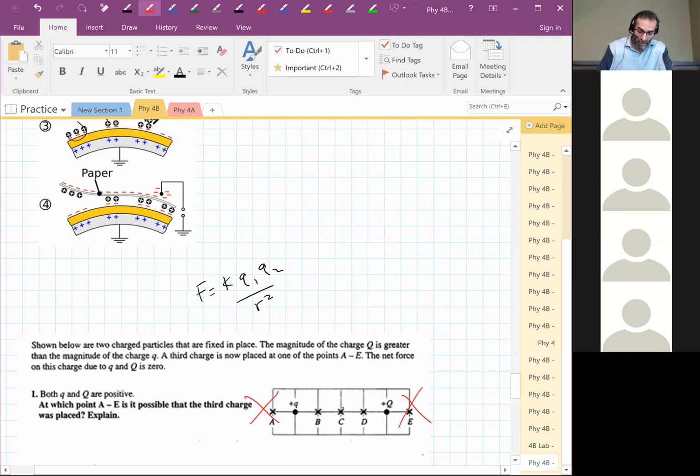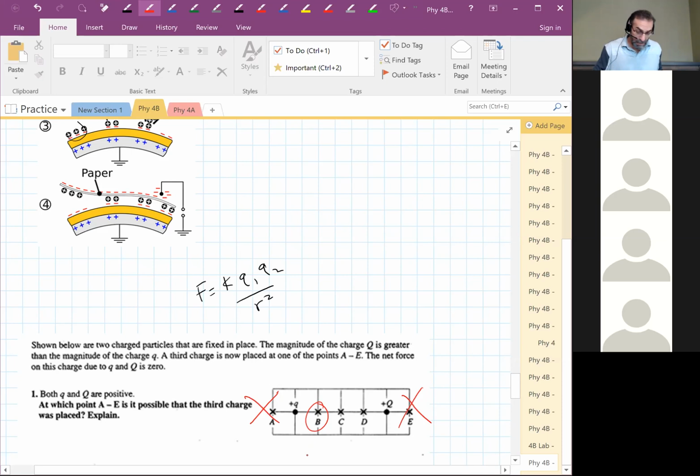Now the question is, where in between? Well, we said we have to be closer to the smaller charge in order for the magnitudes to be the same. First thing we thought about was the directions. That told us we had to be in between the two charges. The second thing we're thinking about is the magnitude. We have to be closer to the smaller charge. So the answer would be B.